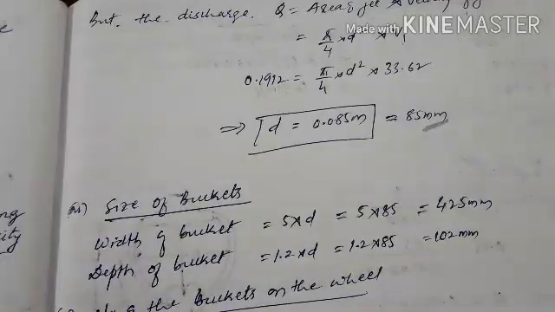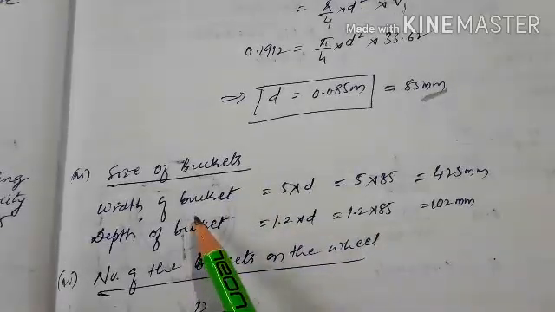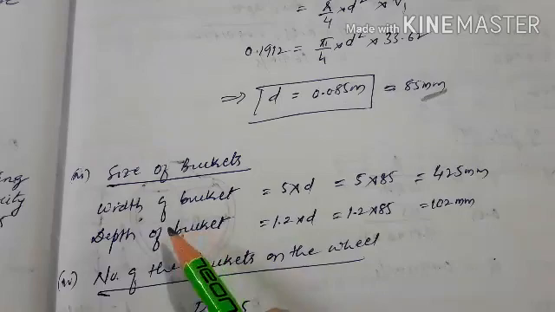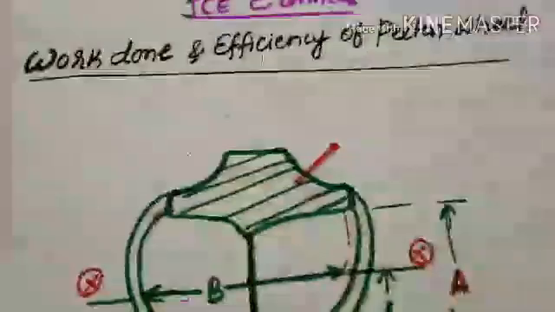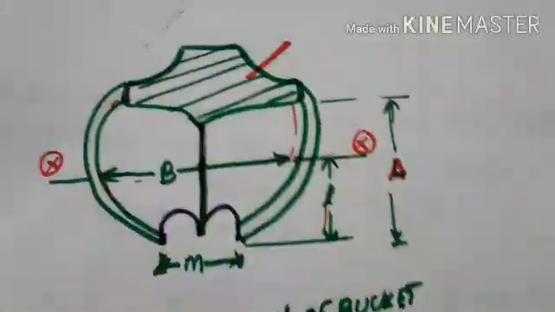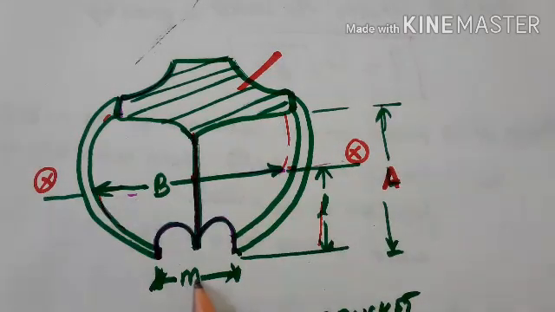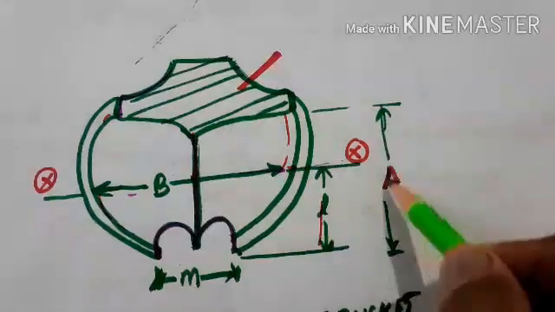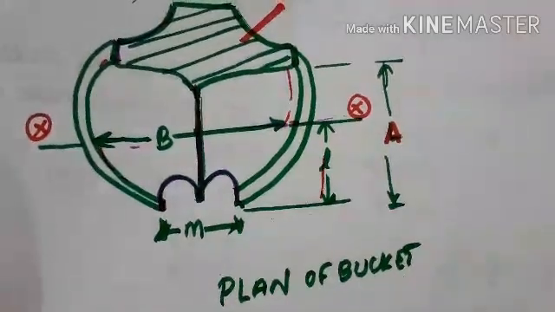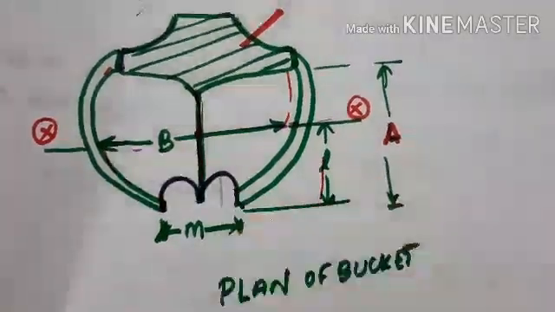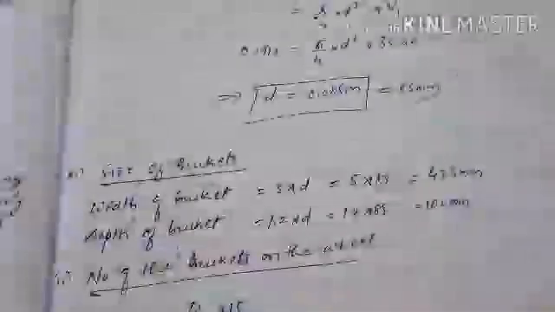Then the size of the buckets, that means the width of the bucket and the depth of the bucket also have to be calculated. This is the plan of the bucket. So we need to calculate this width of the bucket. We can also calculate the groove width, and the radial distance can also be calculated, and also the depth of the bucket. Sorry, the depth is this one. The depth of the bucket is to be calculated.